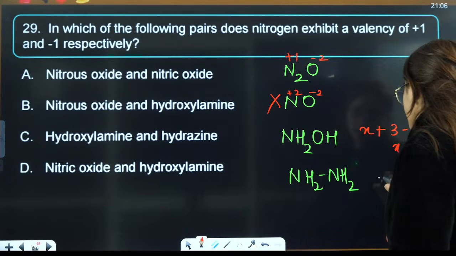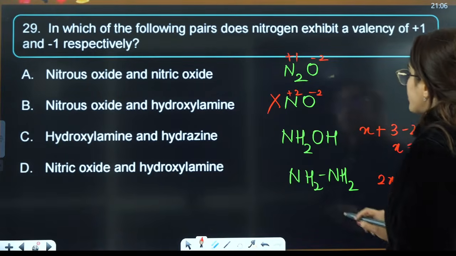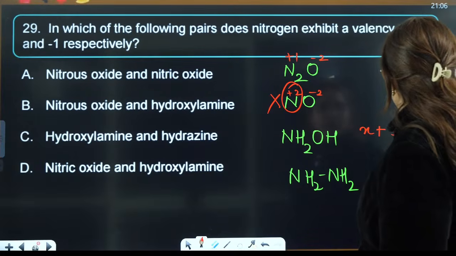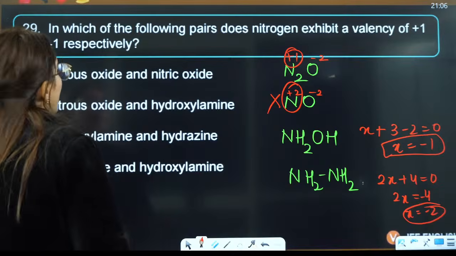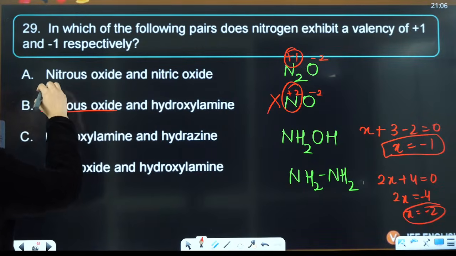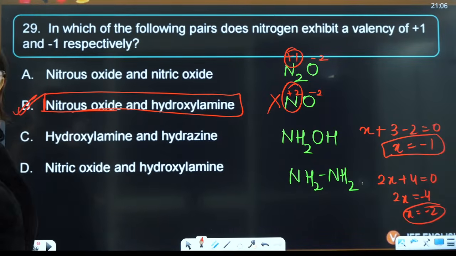Here, 2x + 4 = 0, 2x = -4, x = -2. So they are not saying this is +2; here it is -2, here it is -1, here it is +1. So we can say +1 is there in nitrous oxide and hydroxylamine has -1. So B is the correct answer here.